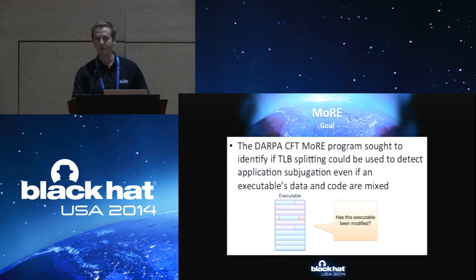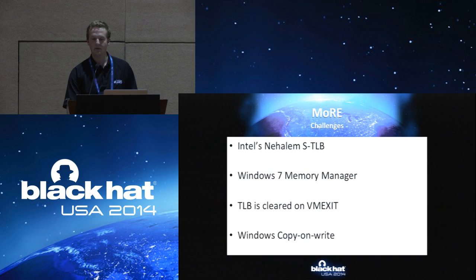So starting from Shadow Walker, we ran into a couple challenges, which I'll go through really briefly and how we overcame them. This is more about MoRE and less about how this impacts x86. The first one was the STLB. We started off implementing a page fault handler hook, very similar to Shadow Walker. Then we ran into some issues with the Windows 7 memory management, the TLB being cleared on every VM exit or VM resume, and then Windows copy on write, which is kind of a funny one as well.